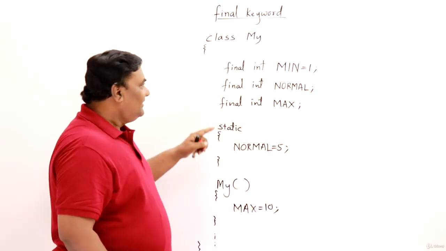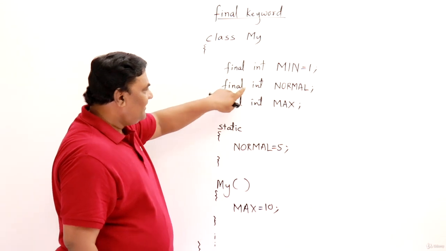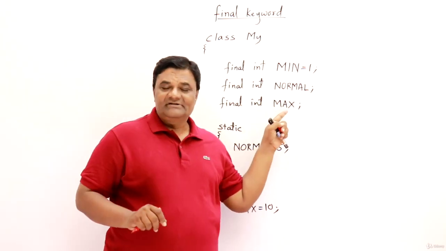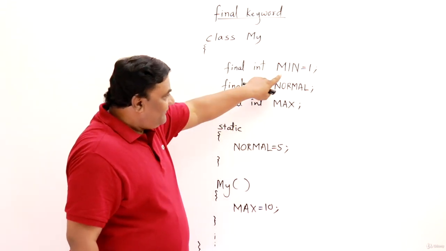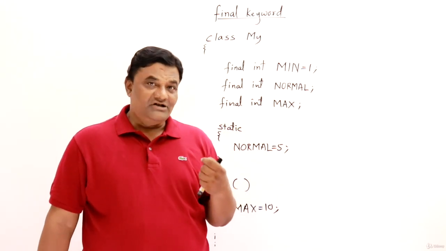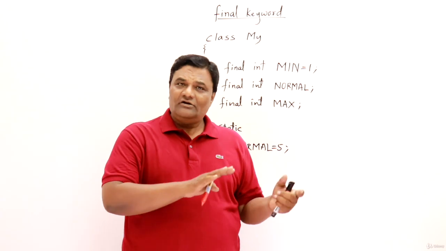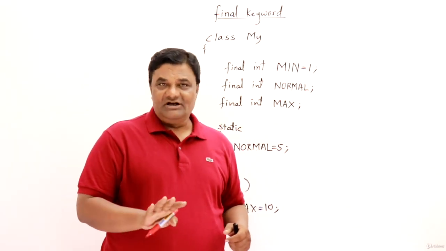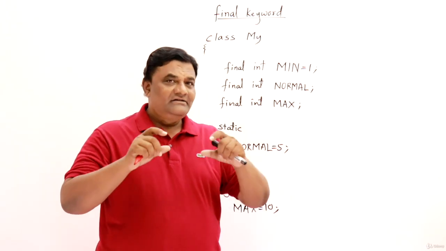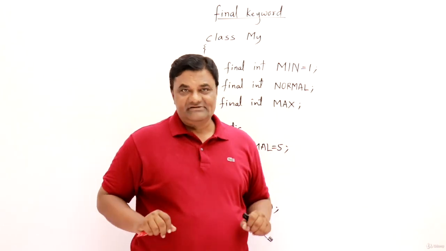Here I have an example. I have three variables: final int MIN, final int NORMAL, final int MAX. I have taken three variables. So the first thing is, the variable names are all in capital letters. This is the notation followed in Java. Final variables are written in capital letters. There are a lot of built-in final variables available in Java packages, in classes and interfaces. They are written in capital letters only. So we should also follow the same method of writing them in capital letters.